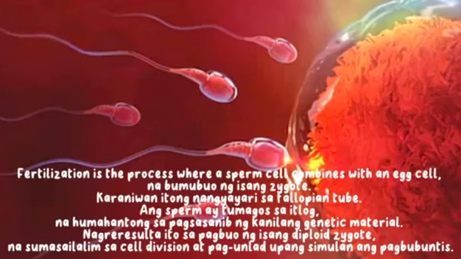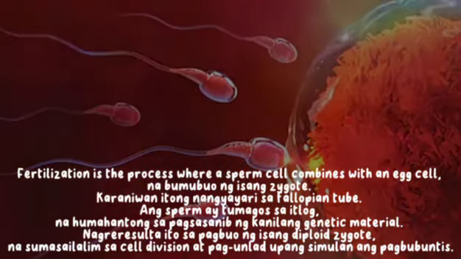Karaniwang itong nangyayari sa fallopian tube. Ang sperm ay tumatagos sa itlog na humahantong sa pagsasanib ng kanilang genetic material. Nagresulta ito sa pagbuo ng isang diploid zygote na sumasailalim sa cell division at pag-unlad upang simulan ang pagbubuntis.